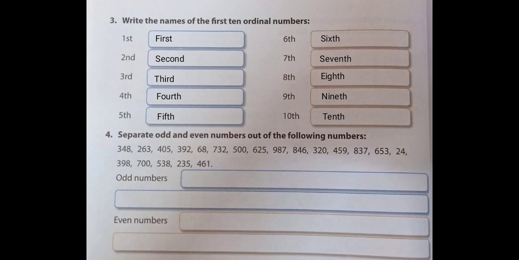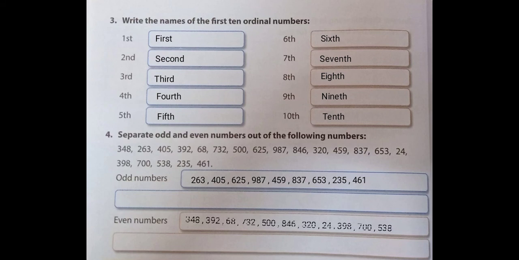Okay. Now question number 4: you have to separate the odd and even numbers. So I have told you the numbers which have 2, 4, 6, 8, 0 at the ones place are even numbers, and the numbers having 1, 3, 5, 7, 9 at the ones place are odd numbers. So you can write down the odd numbers and the even numbers from the above given numbers.